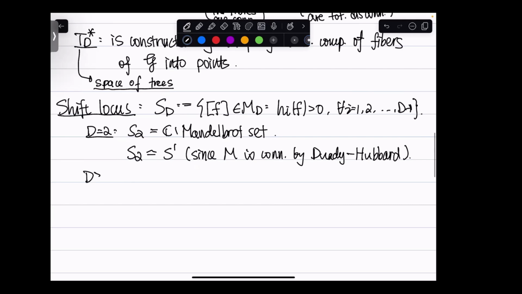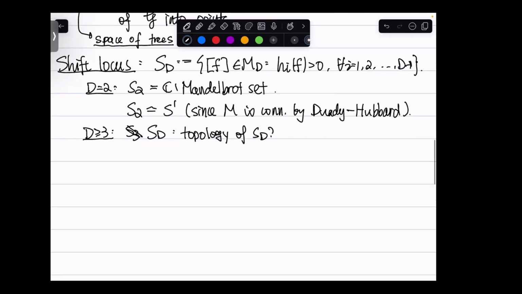And when D is greater than or equal to 3, we can ask the same question. SD turns out to be much more complicated. So what is the topology of SD? Okay, so the study of topological properties of this subset of the moduli space started from Blanchard, Devaney, and Keen.